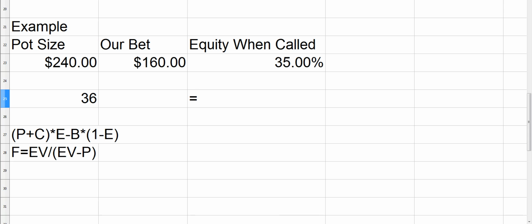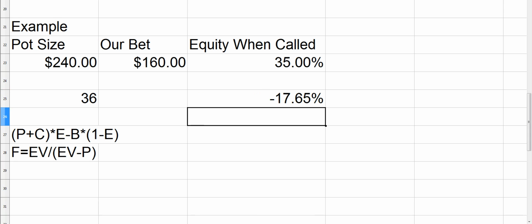Again, we're solving for f, and the equation is the EV when called, 36, divided by 36 minus the pot size, which is 240. And we'll get a negative 17.65%. Now, what does that mean?